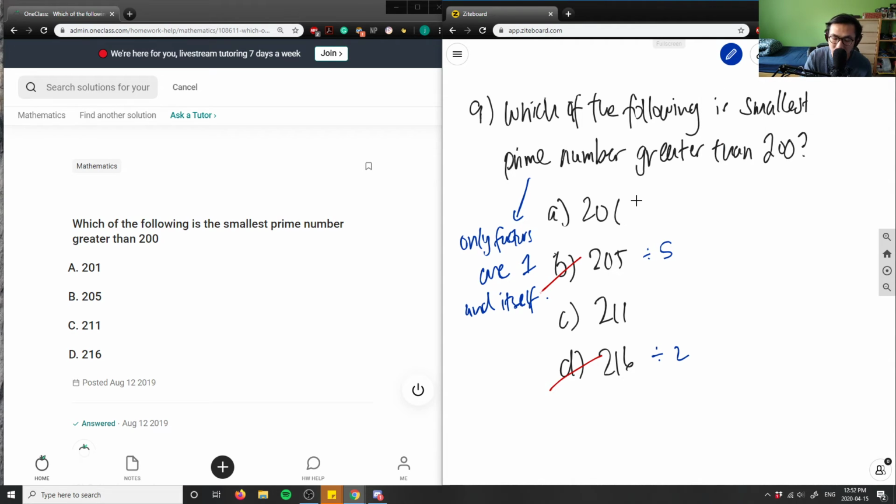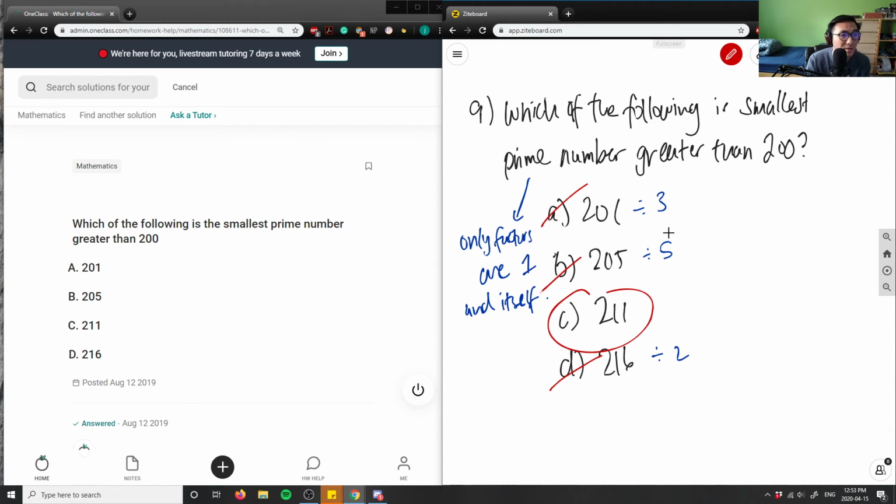So 201 is indeed divisible by 3, and you can check with your calculator. I can type in 201 divided by 3, and as you can see, it gives me 67. So that's just a little cheat to figure out if something is divisible by 3, which means A is the incorrect answer, and C here is our correct answer. 211 is indeed a prime number, and it is not divisible by anything.